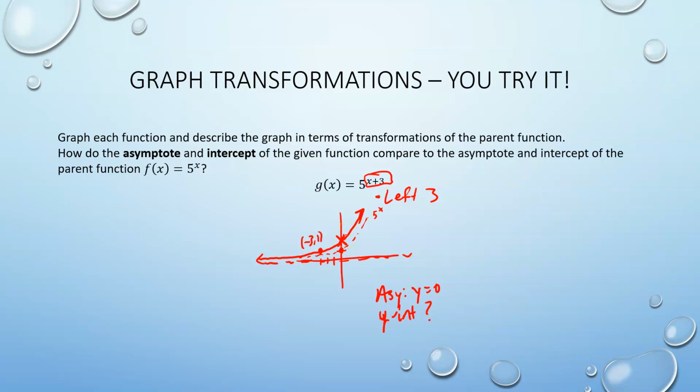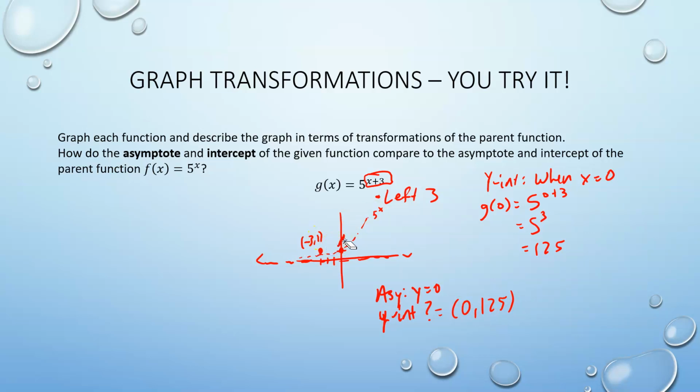If you're asked to find the y-intercept in one of these that shifts left or right, remember the y-intercept is when x equals 0. So you're actually just going to have to calculate that algebraically. So I'm going to do g of 0, which is 5 to the 0 plus 3, which is 5 to the third, which is 125. Okay, so clearly my graph is not a good sketch now that I look at it, because the point is at (0, 125). I did not show how fast this is increasing. Okay, so this would actually look something like this, and it would cross way up here. It's still not far enough, okay, but it would cross way up at 125.